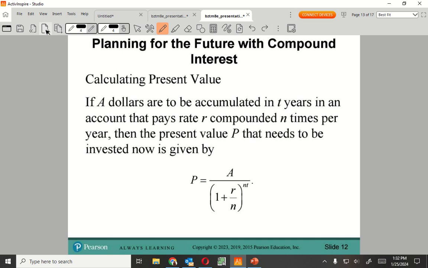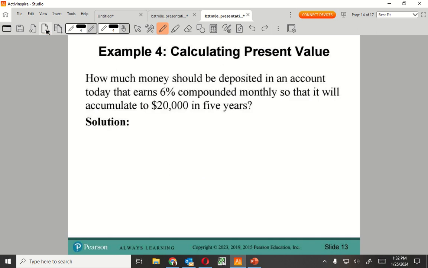So, calculating present value. This time we're using this compound formula to find how much I need to invest to have a certain amount of money later on. How much money should you deposit, my principal, in an account that earns 6% compounded monthly, so it will accumulate $20,000 in 5 years?